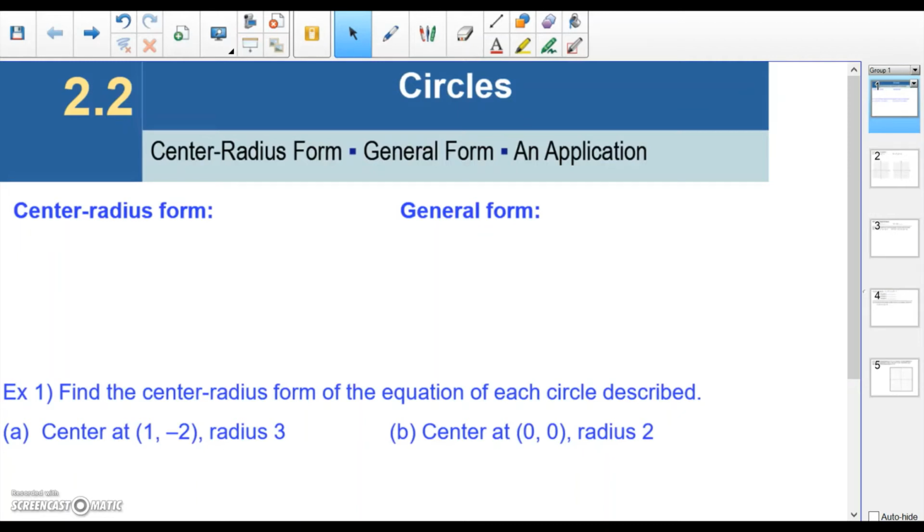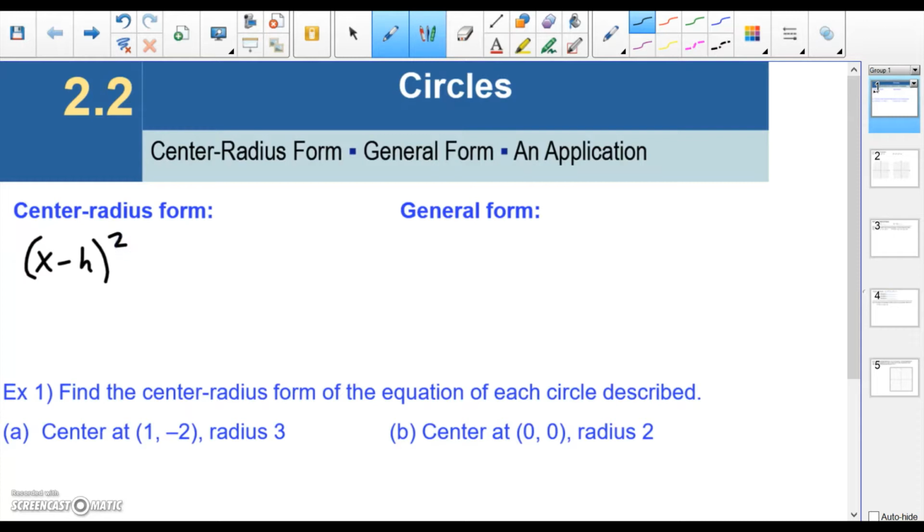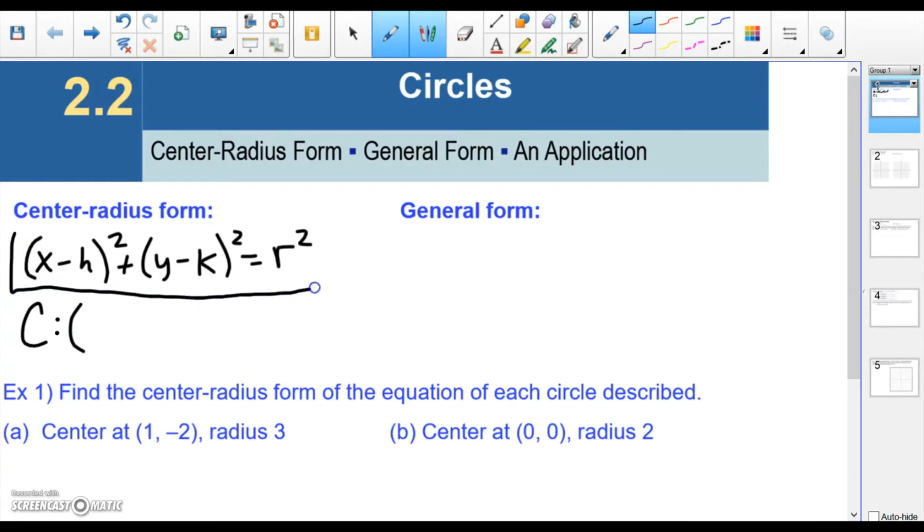2.2 Circles. A circle is our first conic section that we're going to cover, and we're going to look at the center radius form of an equation. A circle is going to have an equation that looks something like this: (x minus h) squared plus (y minus k) squared equals r squared. H and k are going to be numbers, and those are going to dictate the center. So that equation right there is going to be really important for us in this section.